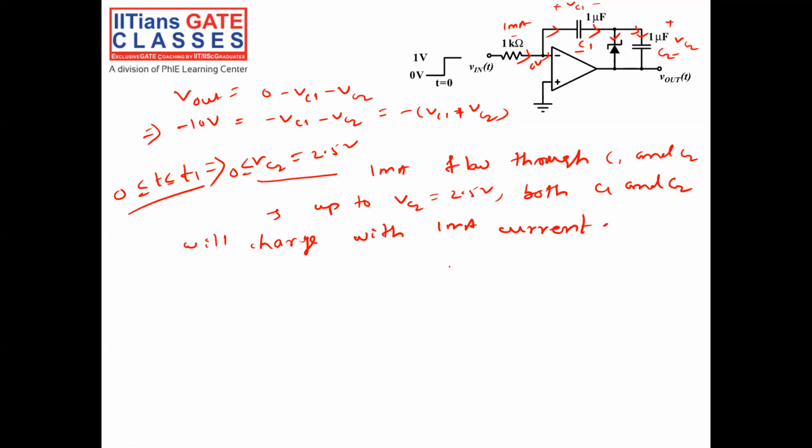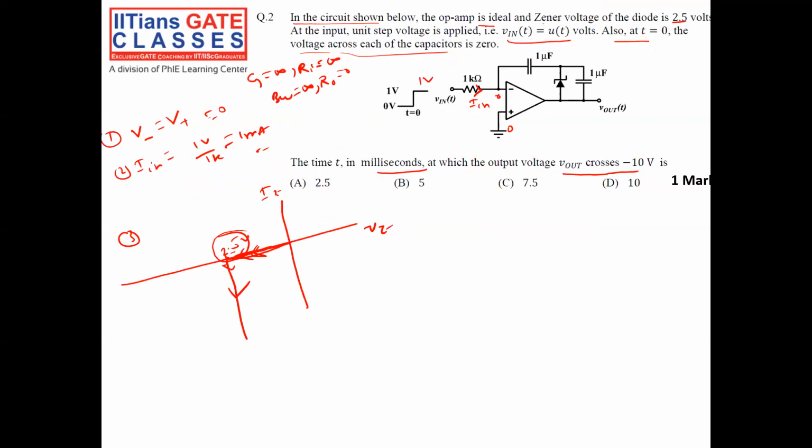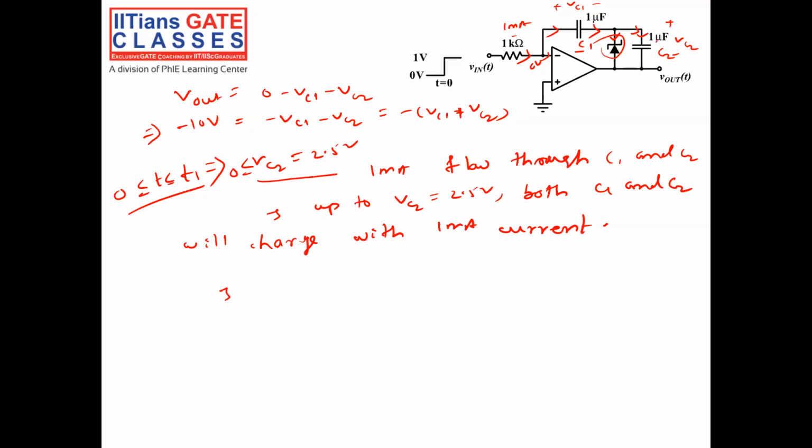Now what will happen? When it reaches 2.5 volt, the Zener will break down, right? The voltage across the Zener will remain constant after reaching 2.5 volt. Then VC2 will not charge, because the Zener will break down and maintain the voltage at 2.5 volt. So whatever 1 milliampere is flowing will flow through the Zener now.